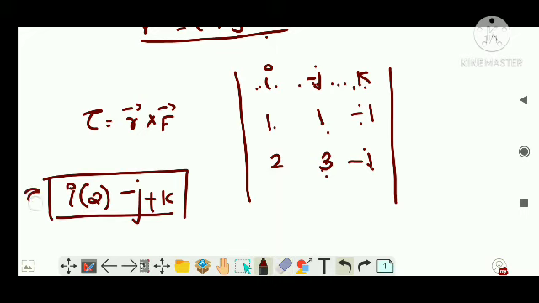This is the torque. If you are asked what is the magnitude of torque, that is root of 2 squared plus 1 squared plus 1 squared. So it will be root 6. Clear? It's not that tough, guys, right?